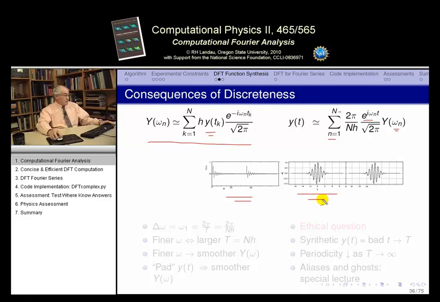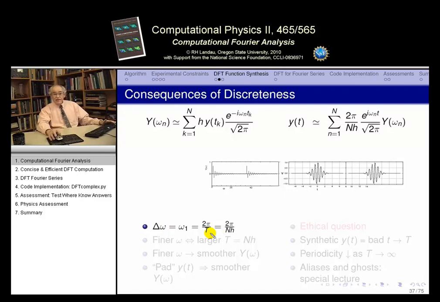Okay? So what we've seen already is that the frequency interval, delta omega, is equal to omega 1, which is 2 pi over T, where T is the period, which in this case is the total time of observation of the signal. Since we observe the function at equal time intervals, small h, and n is the number of observations we make, n h is equal to the period. So delta omega, omega 1, is equal to 2 pi over the period.